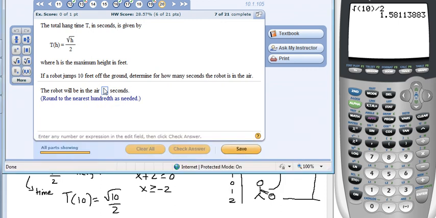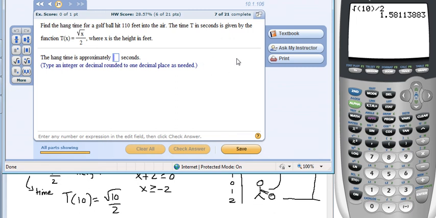That's all we have there. 1.58 seconds. So obviously the higher you go, the longer you're in the air. The lower you go, the less you're in the air. Same thing here, hang time for golf balls. This is your height, this is your hang time. Round to 1 decimal. All right, and that's it.